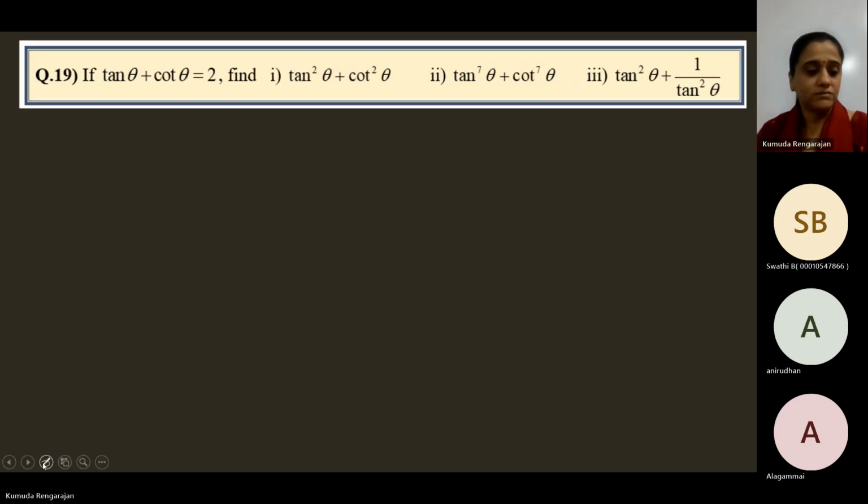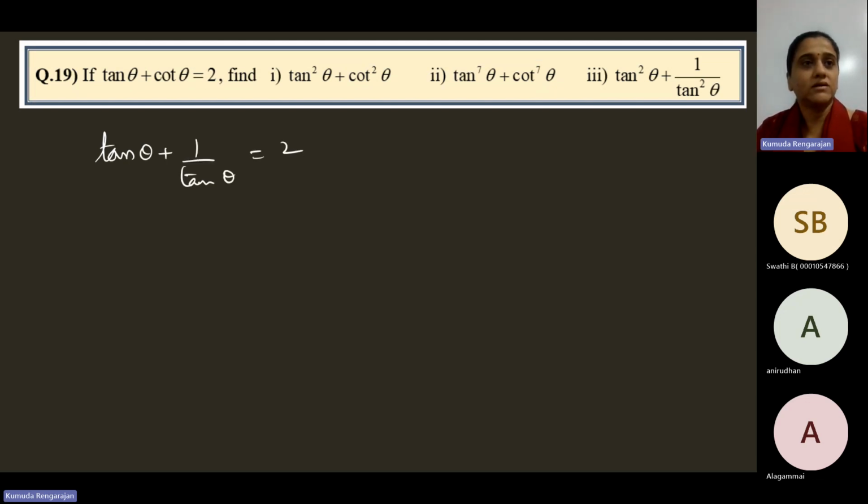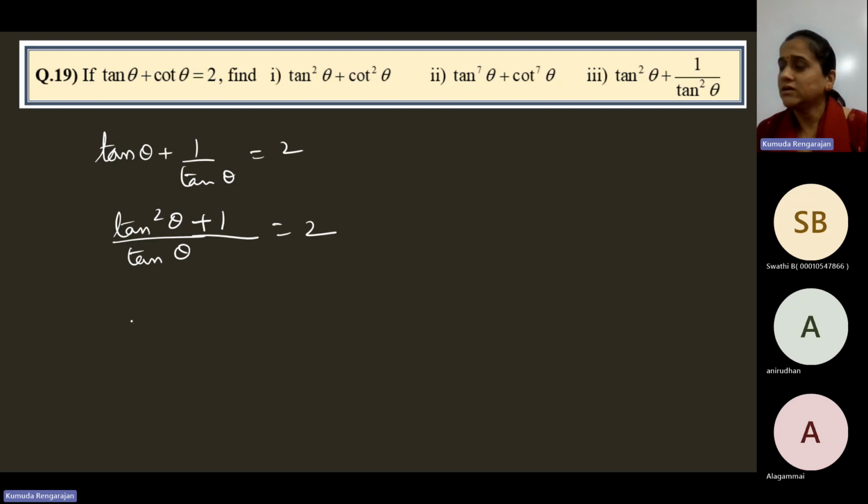Tell me. Tan theta plus 1 by tan theta is equal to 2. Quickly, what's the common denominator? Tan theta. Tan theta squared plus 1 over tan theta is equal to 2. Then tan square theta, plus 1 or minus 1?